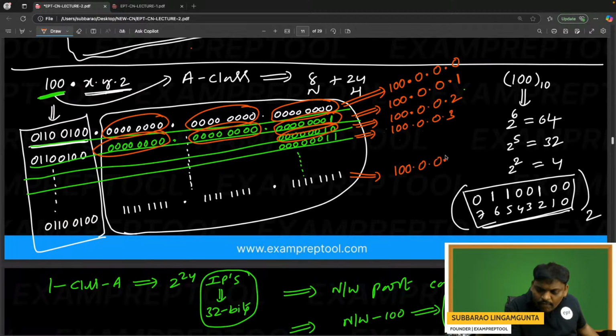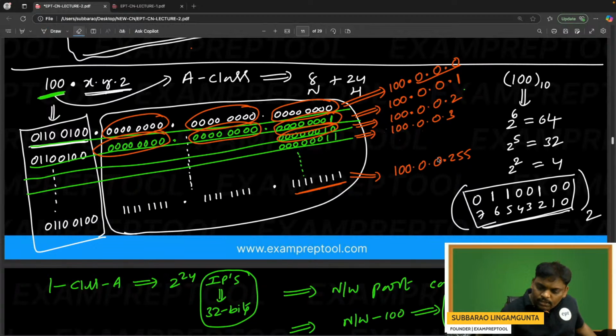100.0.0, and remember everyone, here all 8 bits are ones. With 8 bits, the possibilities are 2 power 8, but remember, 0 to 255. If you want, you can check. So if you see the host part, it goes from all zeros to all ones.